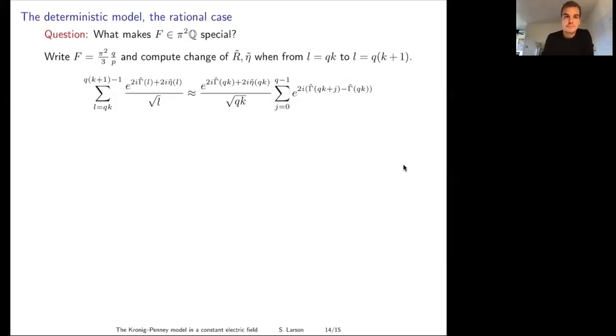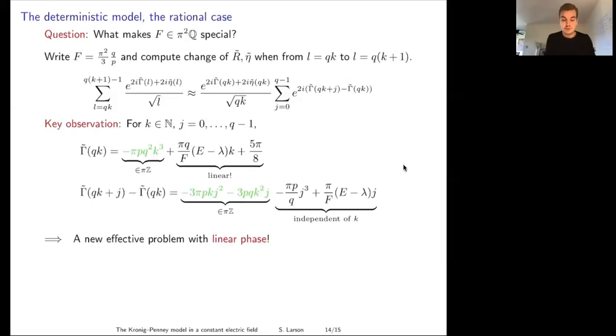Namely, if you write out these two expressions, you get for gamma tilde Qk, this was cubic to leading order. You can expand the cubic. And what you get is something that's an integer multiple of pi. Since we have a 2 here, we can ignore that, doesn't affect the phase. And then we get an effective linear phase in K. And linear phases we actually understand. So that's good for us.